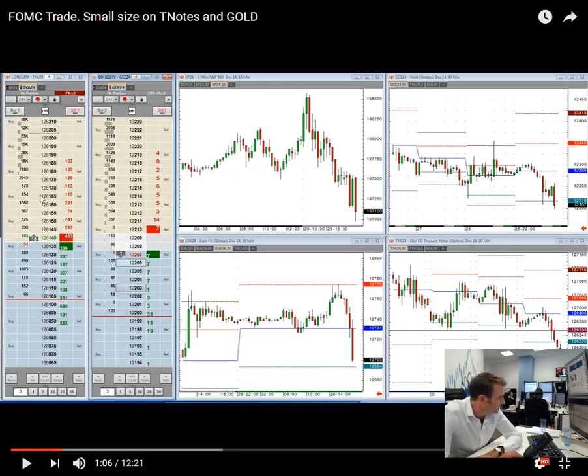This is a video replay of a live trade of mine during an FOMC trade. On the ladders, we have the S&P, and the current ladder on the left is showing T-notes. The tab here is the Euro US dollar, and then to the right, gold. And here I've got S&P, gold, Euro US dollar, T-notes.